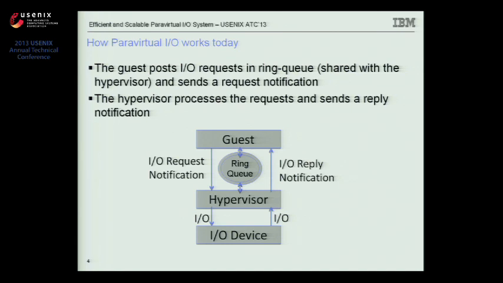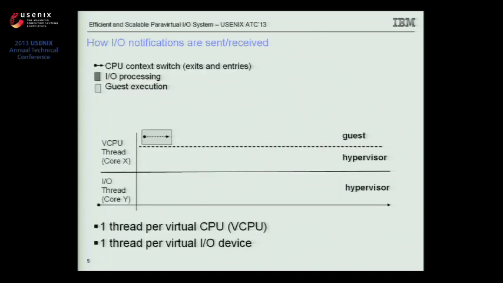The hypervisor gets the notification, starts consuming all the requests, and processes them. It will probably interact with the physical I/O device. And when it finishes processing the request, it will send a notification back to the virtual machine. Now, the problem with this notification-based mechanism is that it causes a lot of overhead.